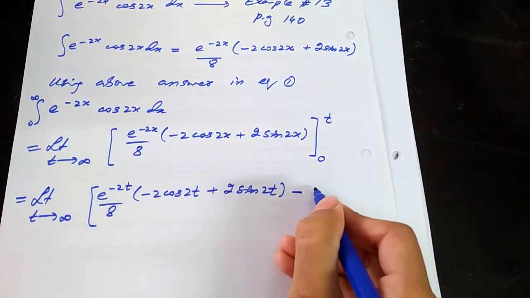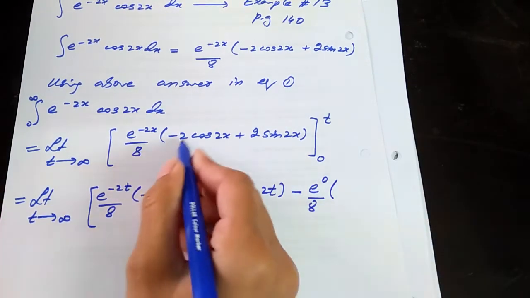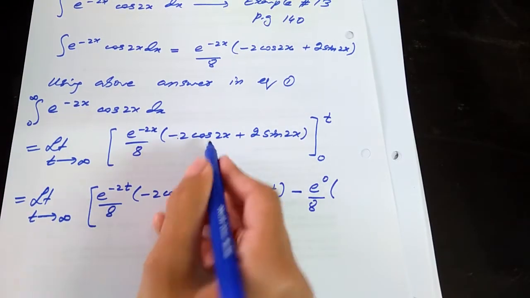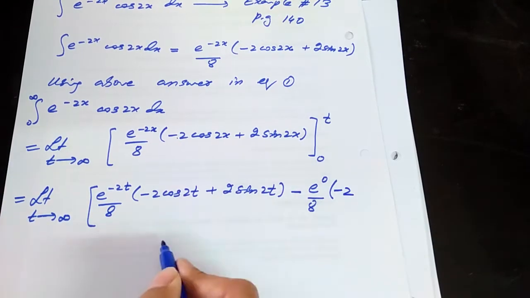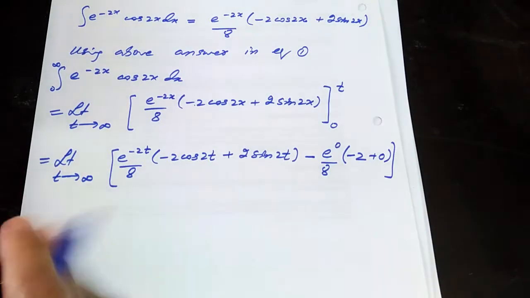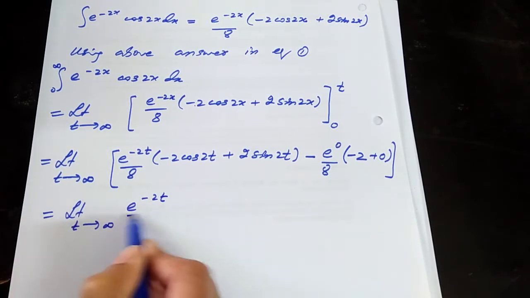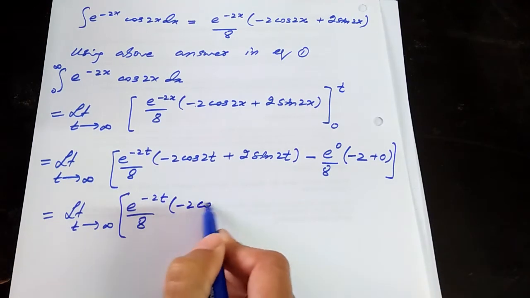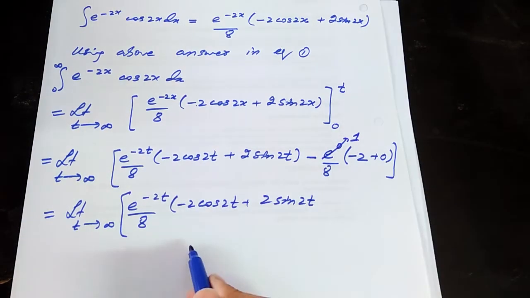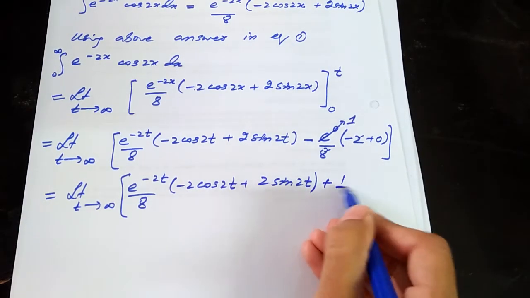After using the lower limit, you will get e raised to power 2 times 0, which gives 0, over 8, and here minus 2 times cos of 0. Cos of 0 gives you 1, so 1 into minus 2 gives minus 2, plus 2 sine of 0, which is 0 here. So you will get the limit as t approaches infinity of e raised to power minus 2t over 8 into minus 2 cos of 2t plus 2 sine of 2t. Now this term goes to 1. 2 and 2 will be cancelled out, 2 with 8 will be cancelled out. You will be left with 1 over 4.